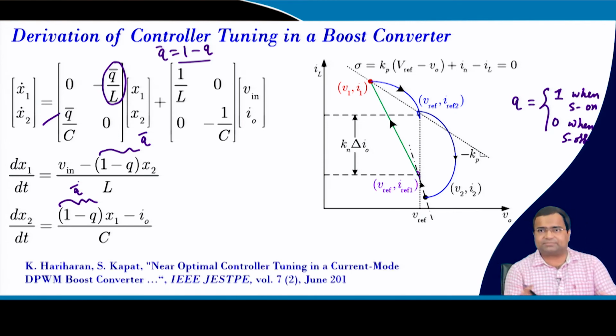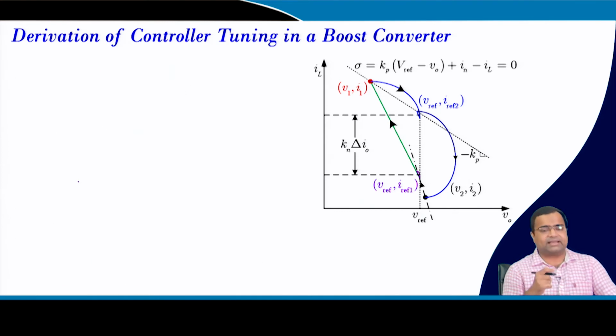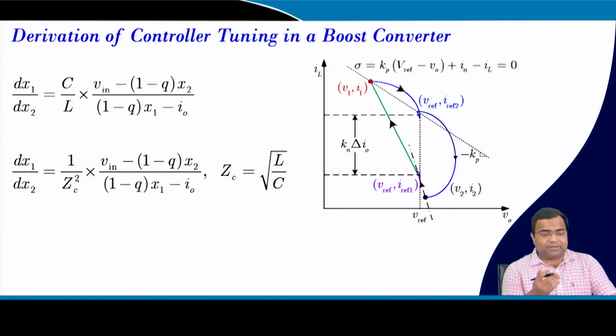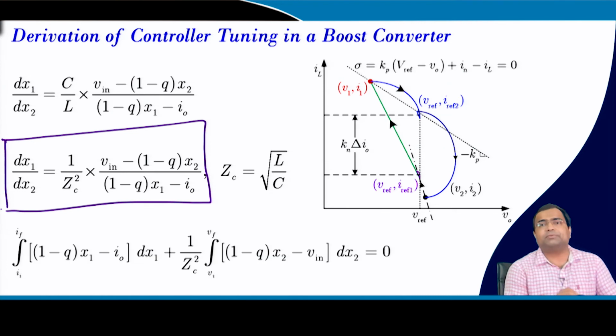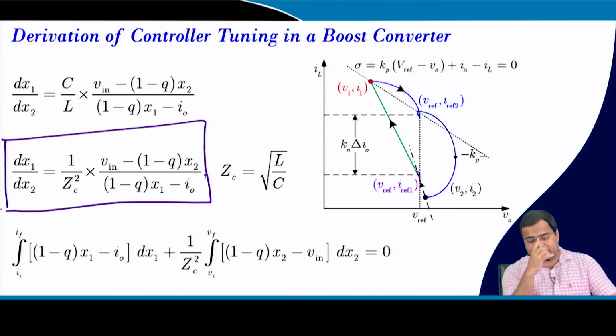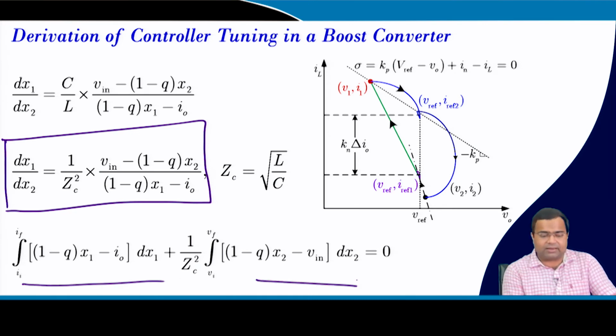This we have derived in detail in this paper, it is available. Again if you write dx1 by dx2, you will get this expression. Now, you need to solve this by means of integration. But we are not going to show each and every derivation step in the boost converter, because the derivation is quite cumbersome and complex. Rather, we want to just show the steps. So, this is the solution that we can obtain, where we have to decide whether we are talking about the on state trajectory or the off state trajectory.